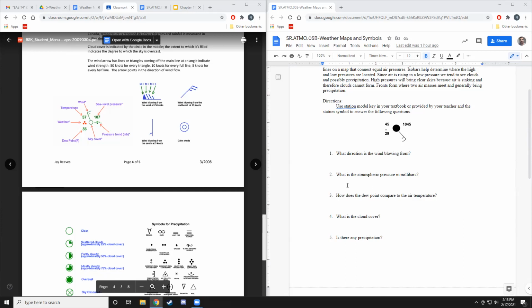Number two, what is the atmospheric pressure in millibars? So again, where's the pressure? It's in the upper right-hand corner. So they're reporting 1045 millibars of air pressure.